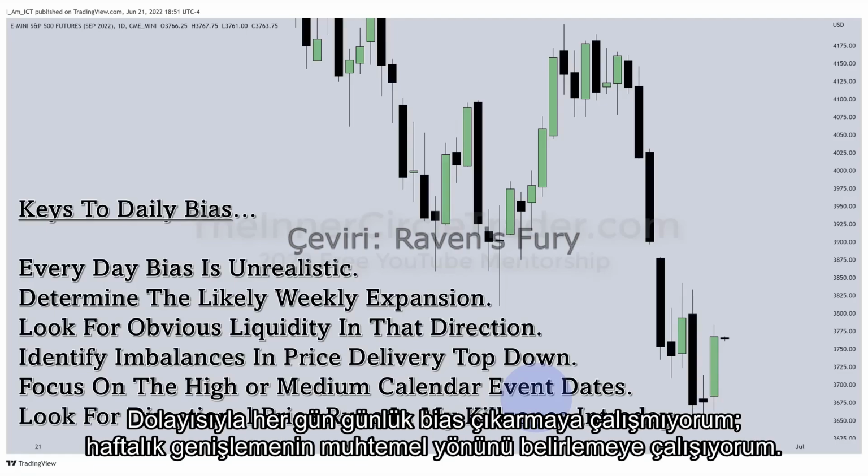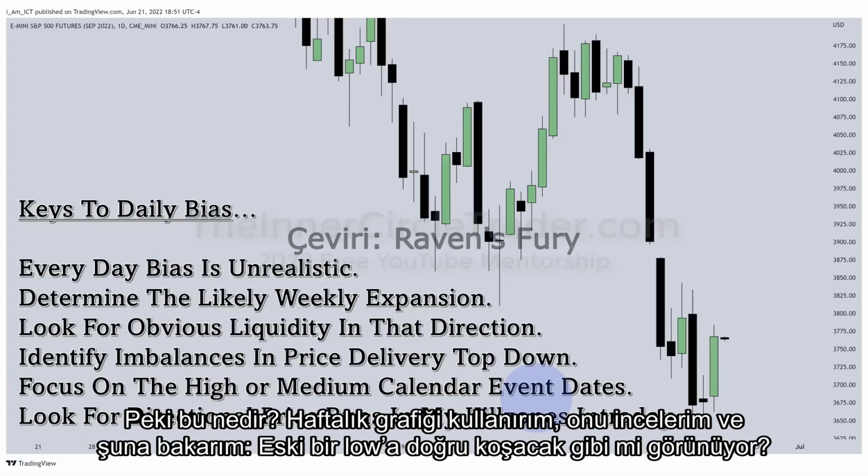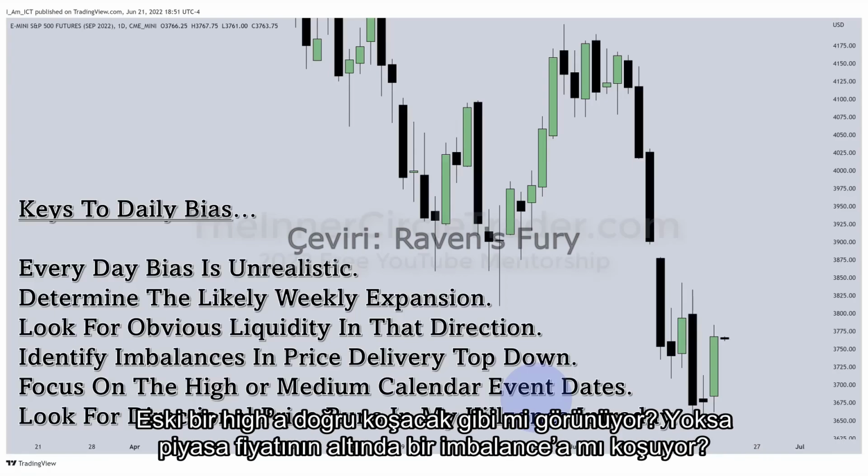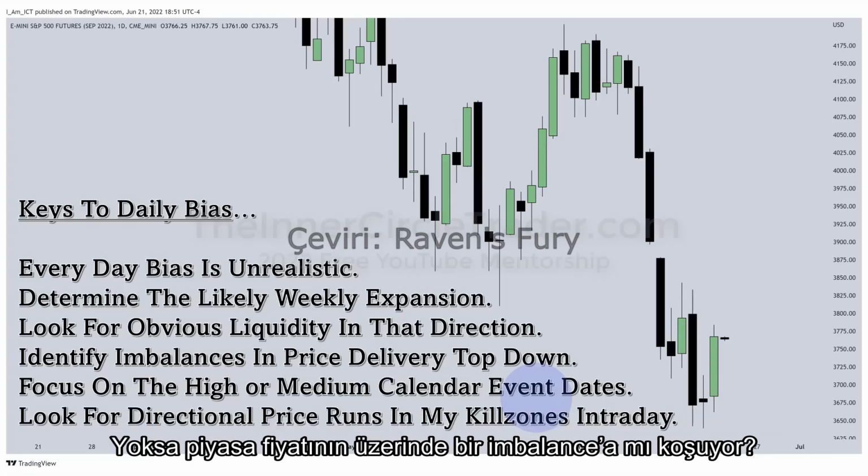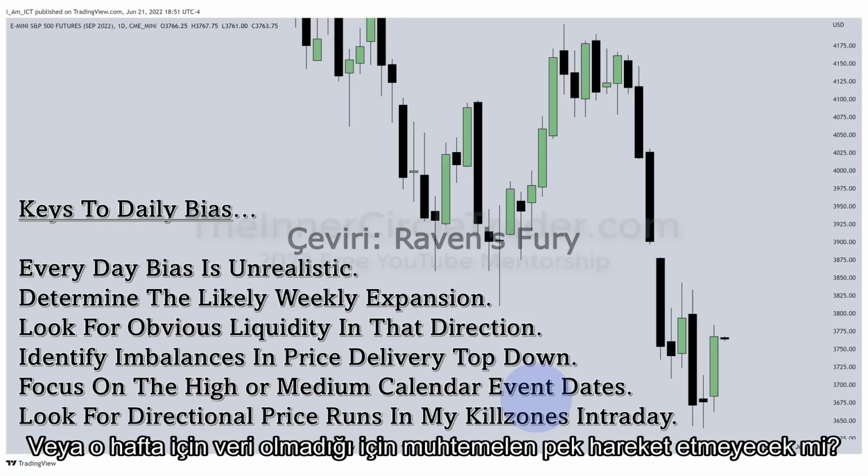So I'm not trying to get a daily bias every single day. I'm trying to determine the likely weekly expansion. And again, what is that? I utilize a weekly chart and I study that, and I want to see, does it look like it's going to run to an old low? Does it look like it's going to run to an old high? Or is it running to an imbalance below the market price? Or is it trying to run to an imbalance above the market price? Or is it likely not to move because there's no data for it for that week?